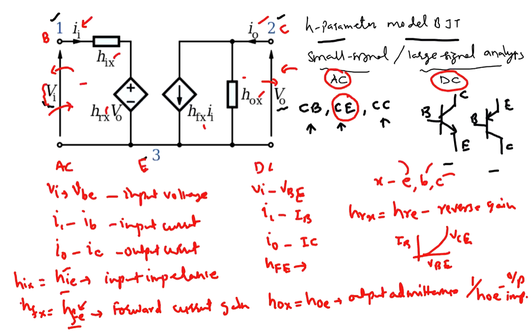So you see now we've got all these parameters covered, and this is pretty clear with all the parameters, HIX, HRX times VO. So that is your gain in the reverse direction. This is your forward gain, HFE times the input current, and this is the output admittance or output impedance. So this is how the H parameters for a BJT work. Okay.